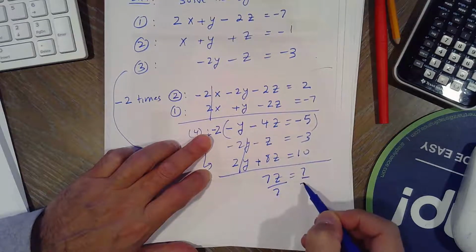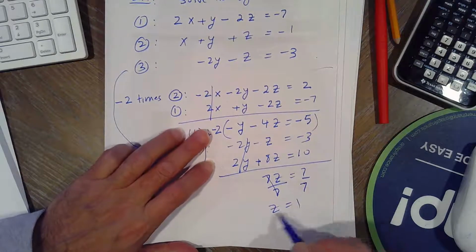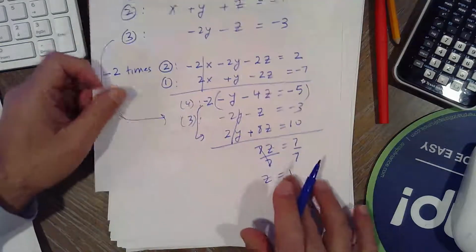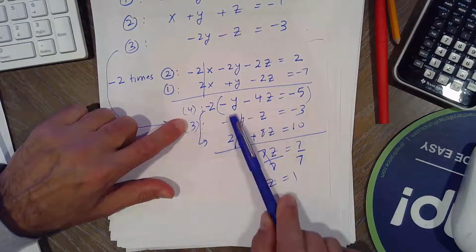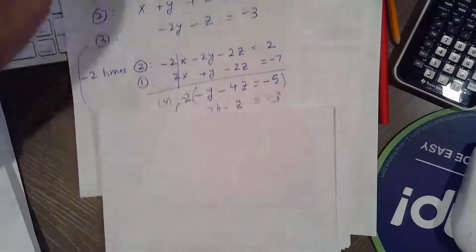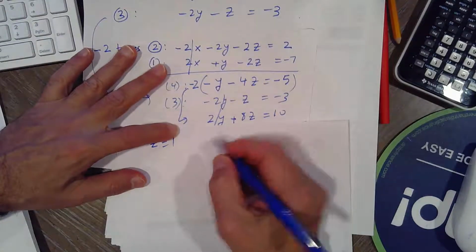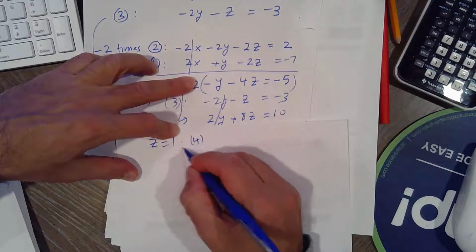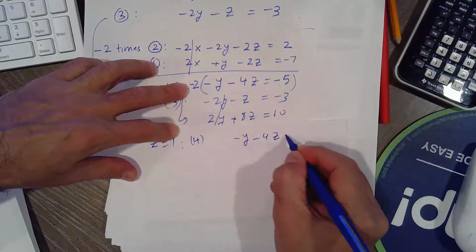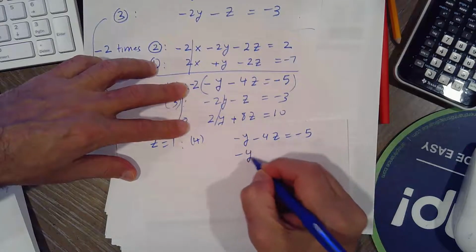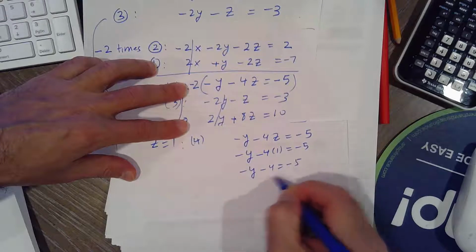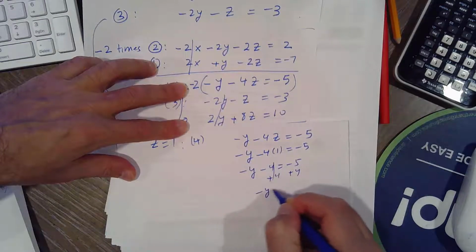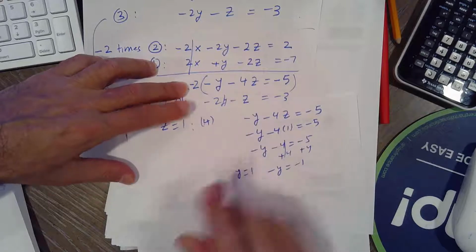So we already got 1 out of 3. Remember, we need 3 values. z is 1. We go back to the intermediate equation, 4 or 3. Which one of them? Either one of them. So I'm going to go back to equation 4. I already have z equals 1. Negative y minus 4z is negative 5. Negative y minus 4 times 1. Negative y minus 4 is negative 5. So y is 1. So I already have z and y.